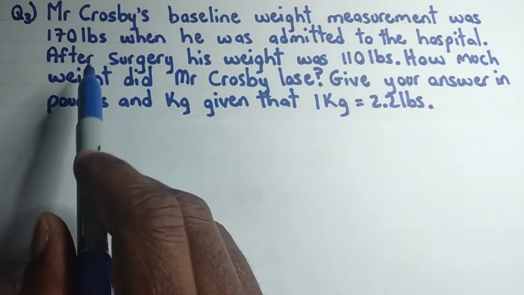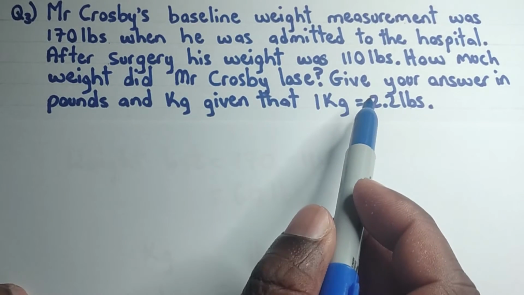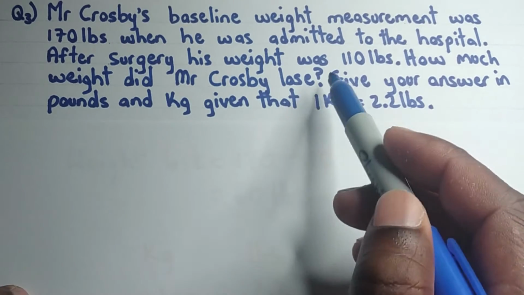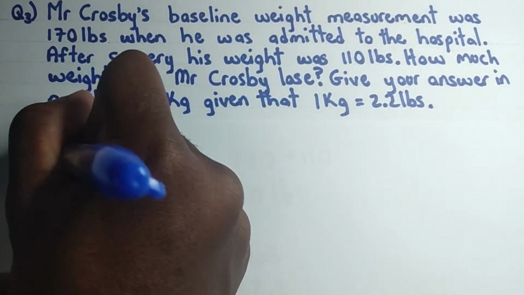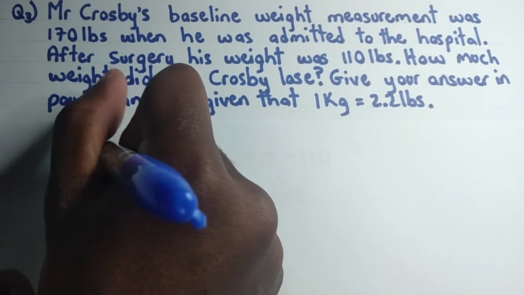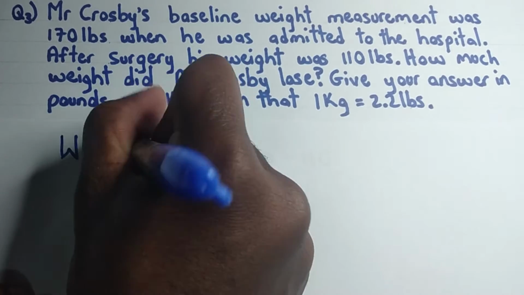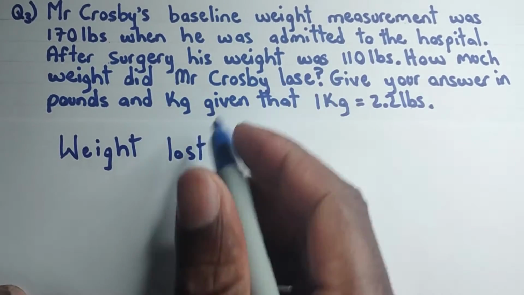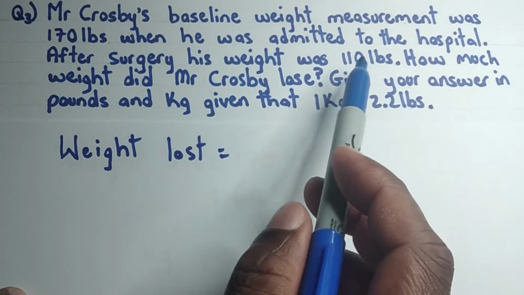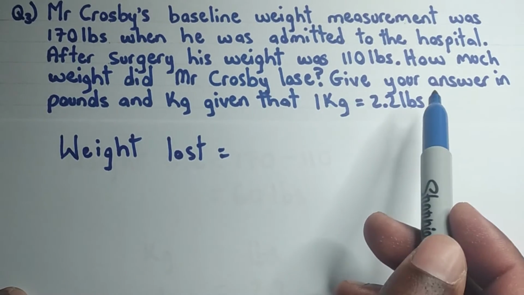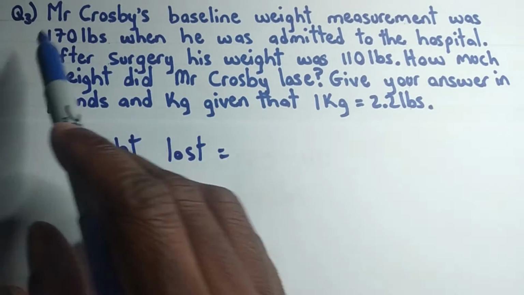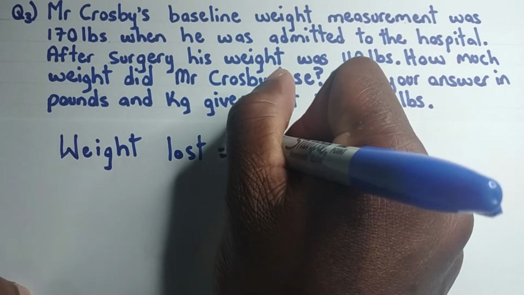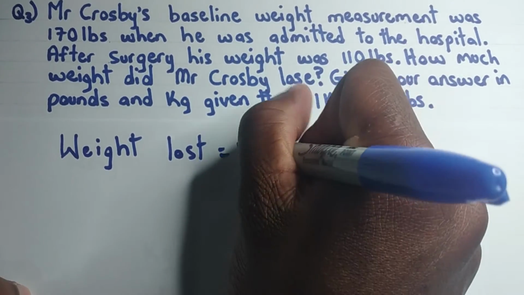So what we want to find is Mr. Crosby's weight loss, all right? Because it asks us how much weight did Mr. Crosby lose. So how do we obtain his weight loss? How do we go about this? Now what we're going to do is subtract his weight after surgery from his original weight before surgery, all right? So to obtain his weight loss, we are going to have what?